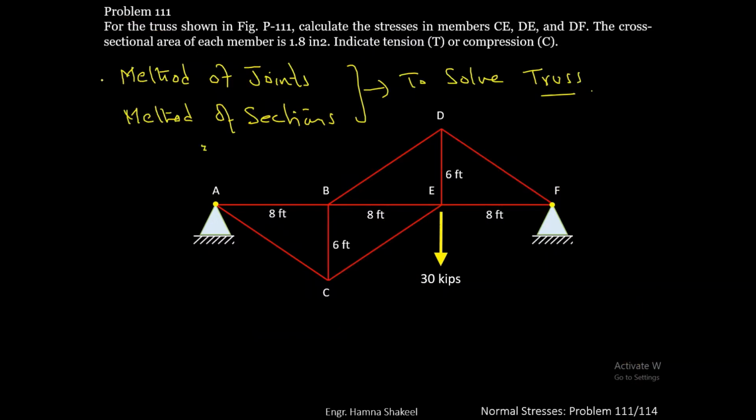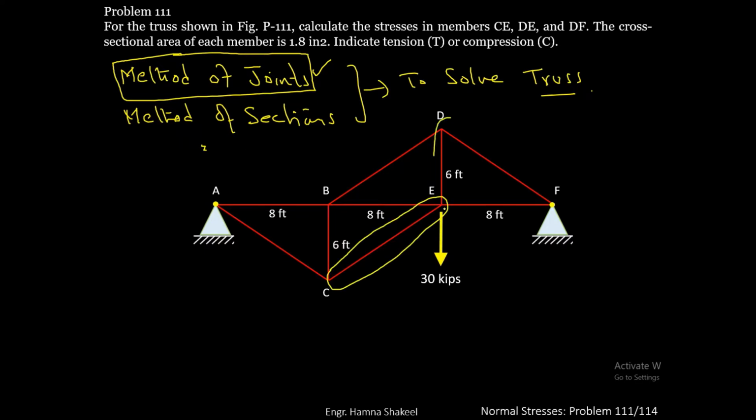To solve the truss, you have two methods. One is method of joints and the second one is method of sections. You can use either one of these two methods to solve this truss and find the forces in the concerned members. I'm going to use method of joints. In this method, you isolate a joint, draw a free body diagram of that and use equilibrium equations to find the unknown forces. You have to find the force in CE member, DE member and DF member.